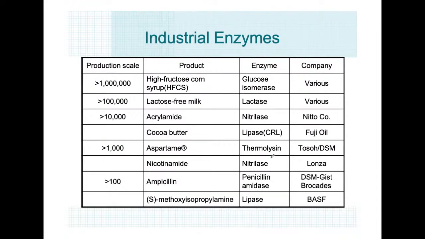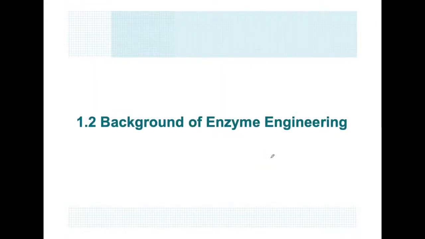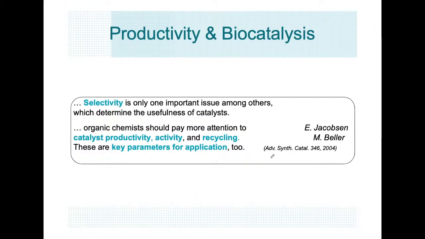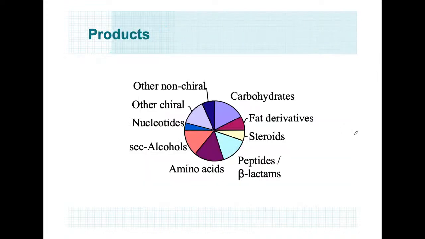Some industrial enzymes and their production, some examples of the same, and some enzymatic reactions. These are the hydrolases produced in industrial biocatalysis. This is shown for the USA, a new plant in Geismar, which has a large production capacity, so it could produce this much of hydrolases. We see carbohydrates are the largest production in the enzyme case. Then fat derivatives, steroids, peptides, nucleotides, and other chiral and non-chiral compounds.